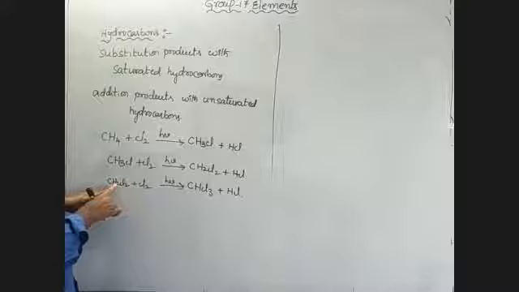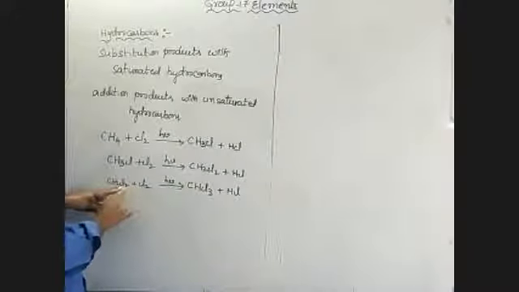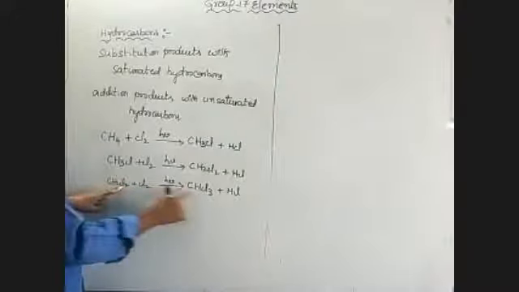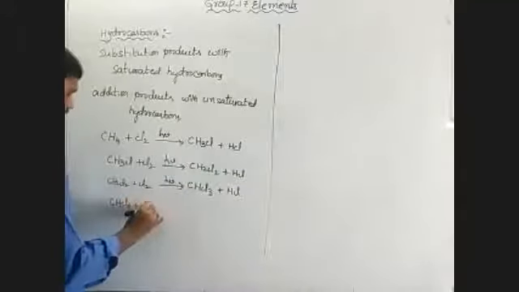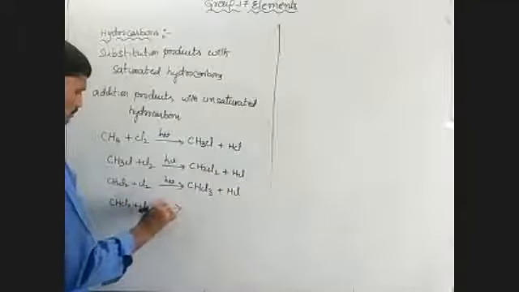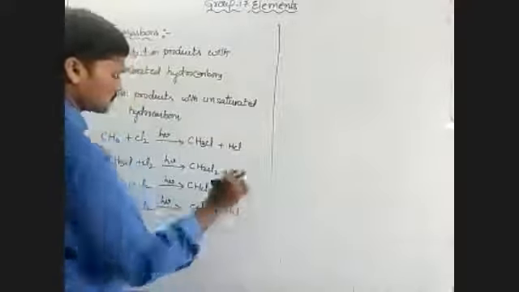Because another chlorine comes, CHCl3, chloroform or trichloromethane. CHCl3 plus Cl2 in the presence of sunlight. Here CCl4, carbon tetrachloride or tetrachloromethane, and HCl also.